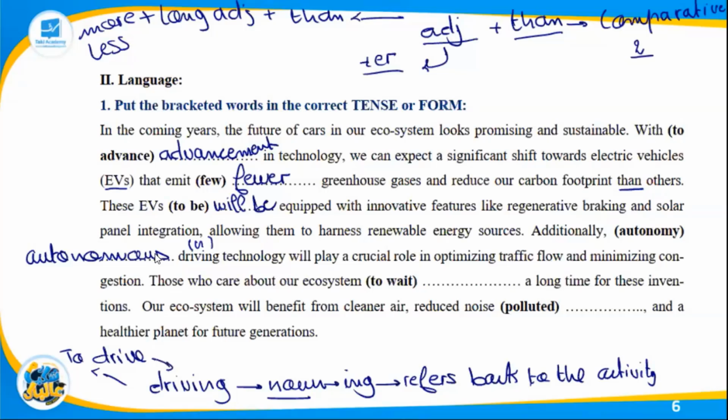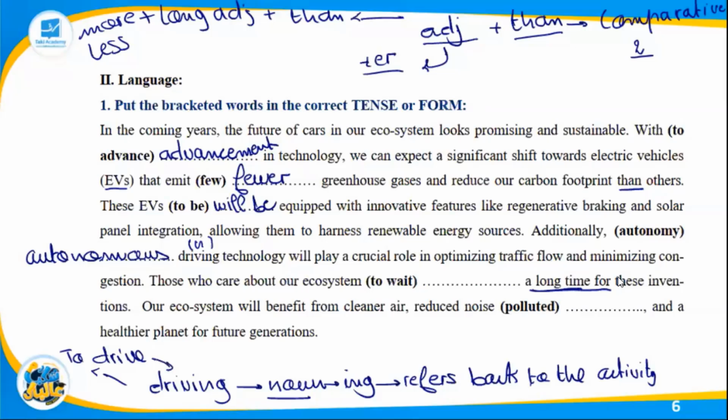Those who care about the ecosystem to wait a long time for these inventions. Okay? When I say a long time, what tense do I use? A long time for, not just a long time. Yes, autonomy is a noun. Focus well. I have a long time for. This is a key to know which tense I am going to conjugate the verb with. Present perfect, very good. The present perfect. Why? Have been waiting a long time for this invention. Their waiting started in the past and is still continuing in the present. So I am going to use the present perfect.